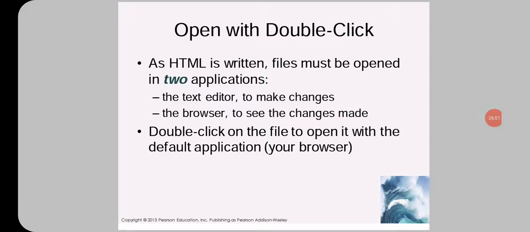As HTML is written, files must be opened in two applications: the text editor to make changes, and the browser to see the changes made. Double click on the file to open it with the default application, which is your browser. So while writing HTML programs you require two phases. The first is an editor like Notepad to change your HTML program, and the second is a browser. The first is called the editing part and the second is the running part.